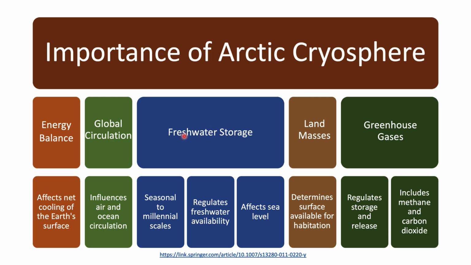We also have freshwater storage, which is a major component in the Arctic region. This is on a seasonal to millennial scale. It increases the water level and regulates the freshwater availability in the entire region, and also it affects the sea level. So these are all the major contributions from the Arctic cryosphere. And when we talk about the land mass, this determines the surface available for habitation. So that is how we can understand how the Arctic cryosphere affects the Arctic region.